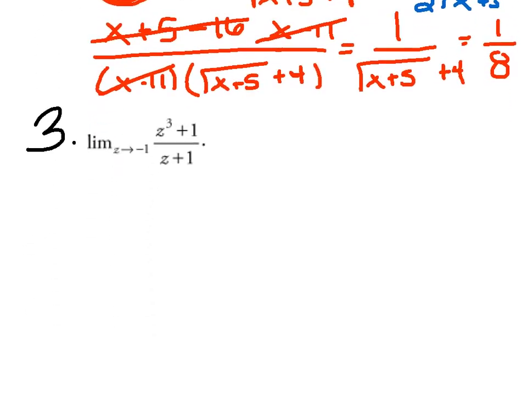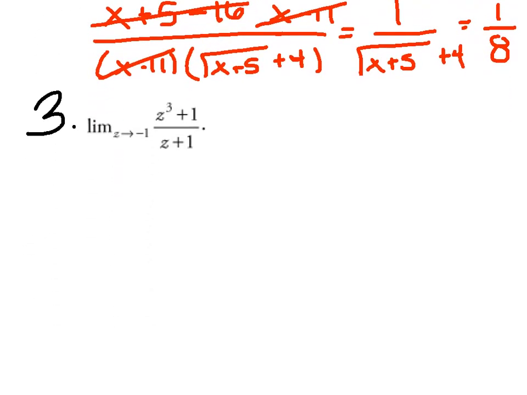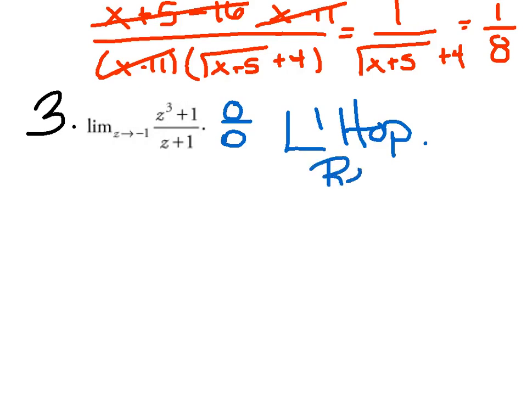Question 3. The limit as z approaches negative 1 of z cubed plus 1 over z plus 1. So again, carefully plug in your negative 1. Negative 1 cubed is negative 1, plus 1 should be 0 over 0. Because I get that, of course that's telling me L'Hopital's rule. And I just want to be clear, if you do L'Hopital's once and it doesn't give you a finite answer, you can repeat L'Hopital's until you get an answer. Repeat as many times as you need.